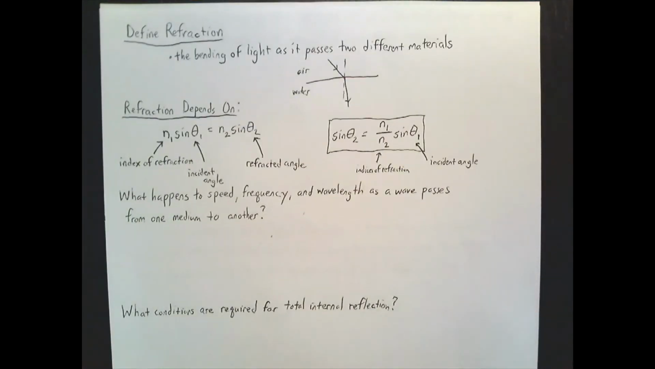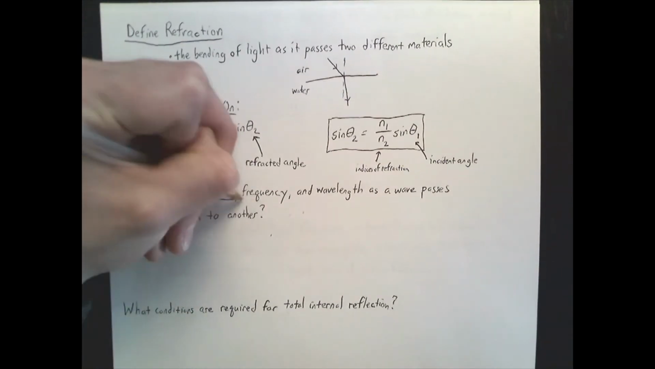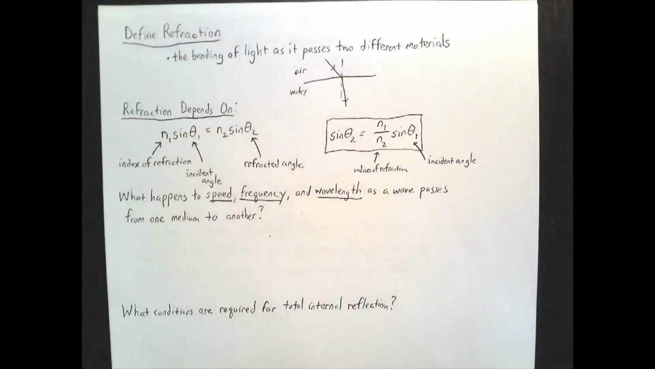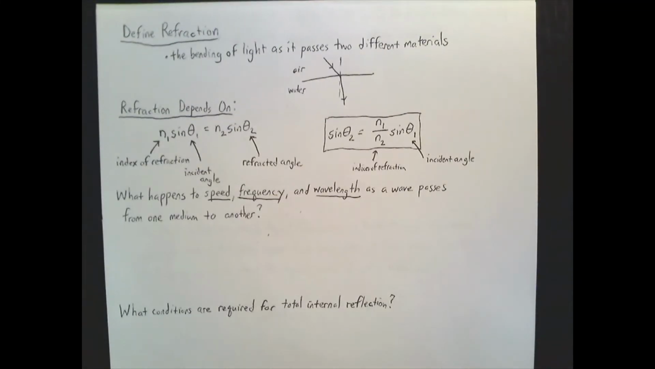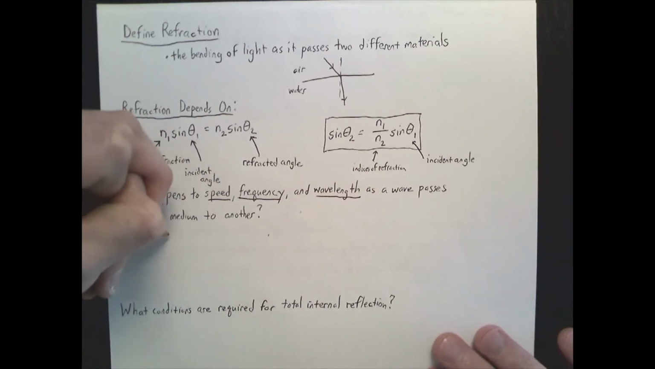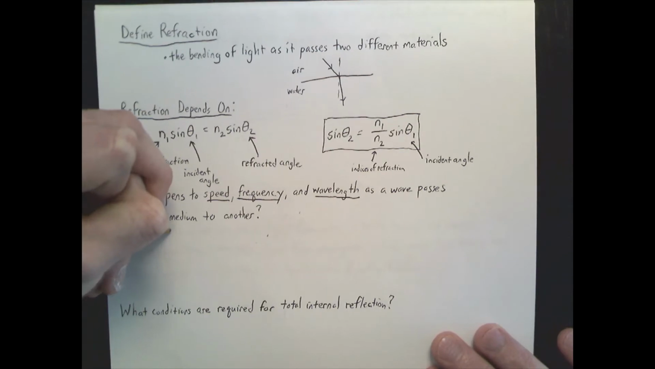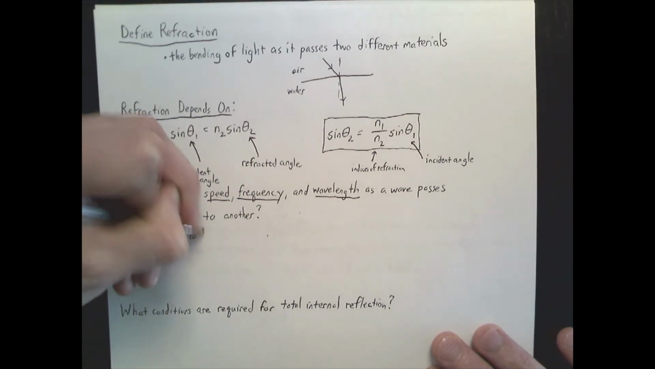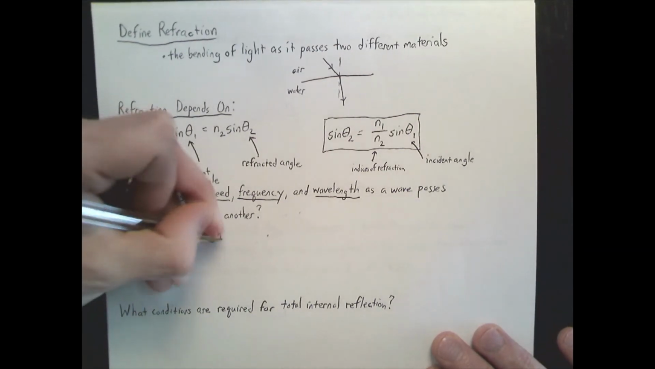So we might ask, the wave has three special properties to it. It has the speed, the frequency, and the wavelength as a wave passes from one medium to another. It's really going to depend on whether it goes from a high to a low index of refraction. So let's look at both of these cases. So we have low to high. This would be like our air to water we drew above.